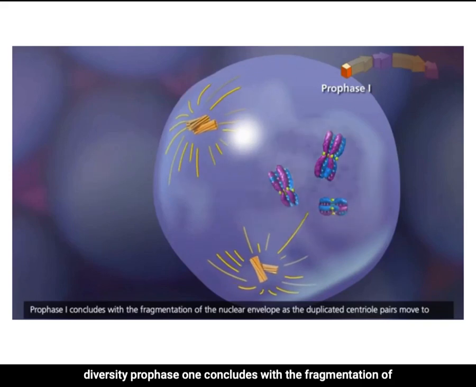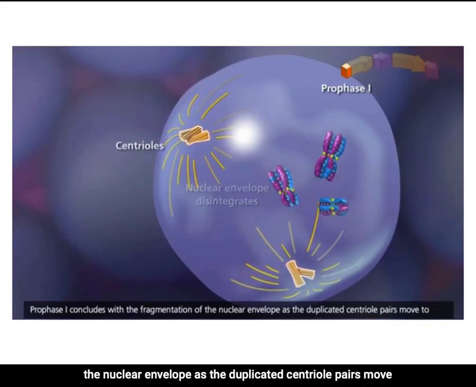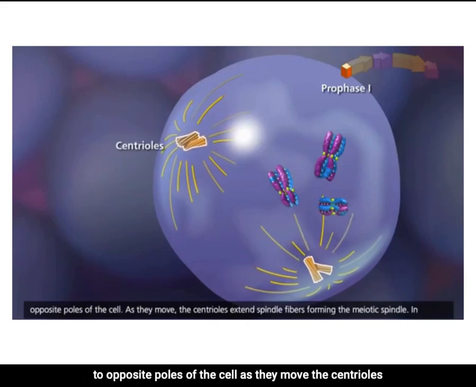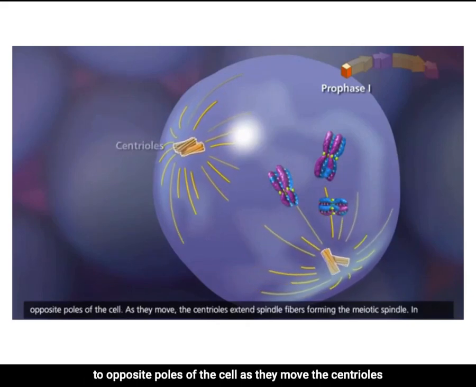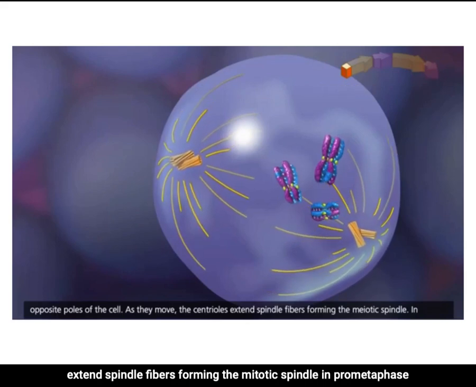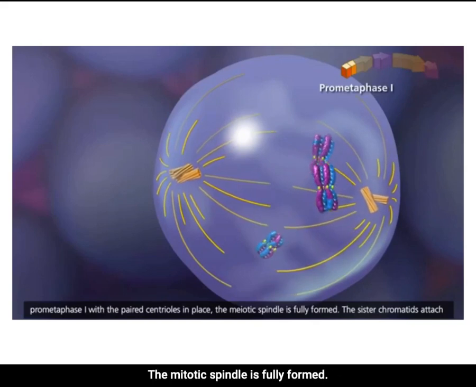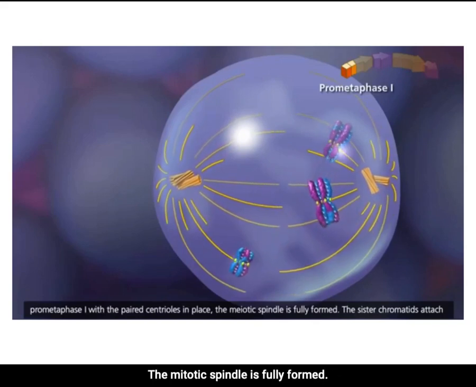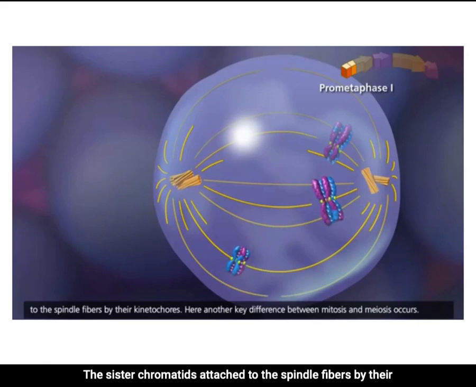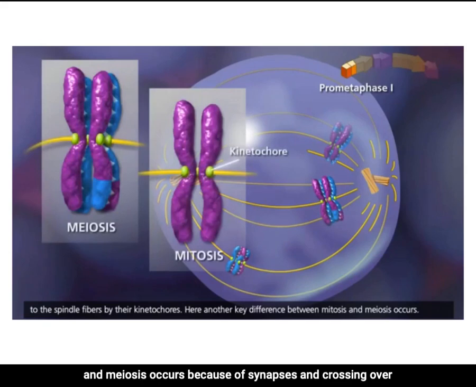Prophase I concludes with the fragmentation of the nuclear envelope as the duplicated centriole pairs move to opposite poles of the cell. As they move, the centrioles extend spindle fibers forming the meiotic spindle. In prometaphase I, with the paired centrioles in place, the meiotic spindle is fully formed. The sister chromatids attach to the spindle fibers by their kinetochores. Here, another key difference between mitosis and meiosis occurs.